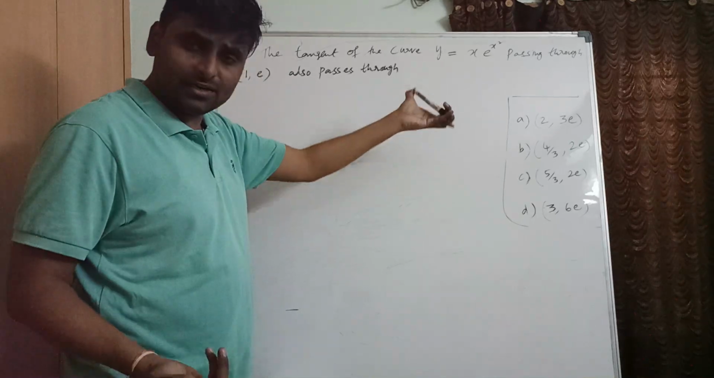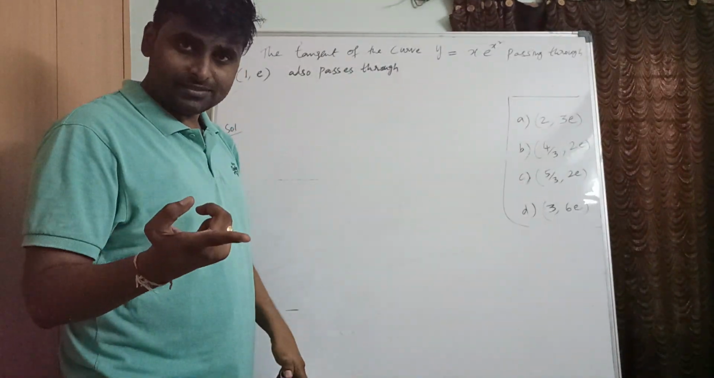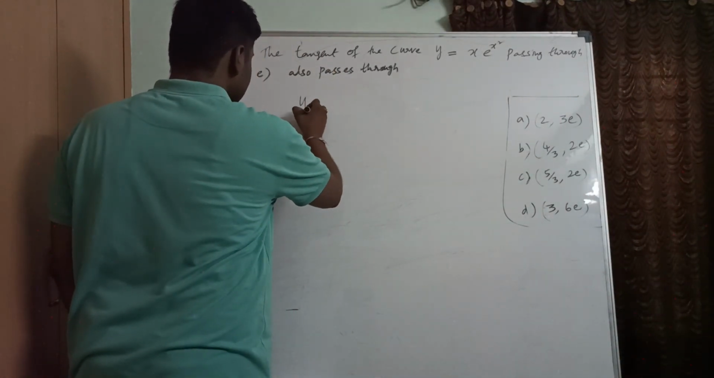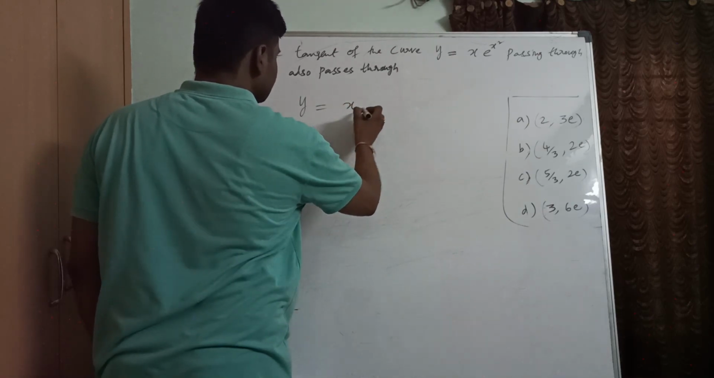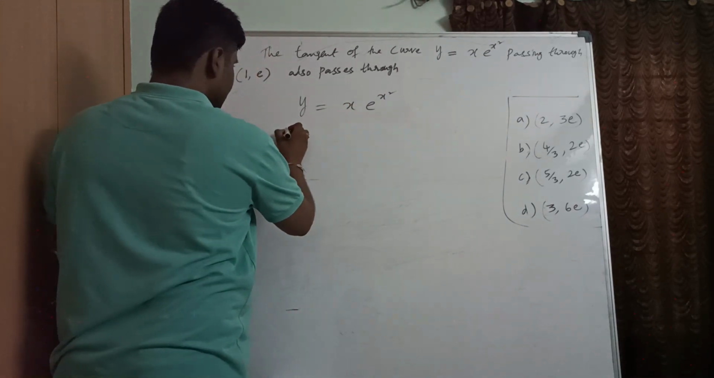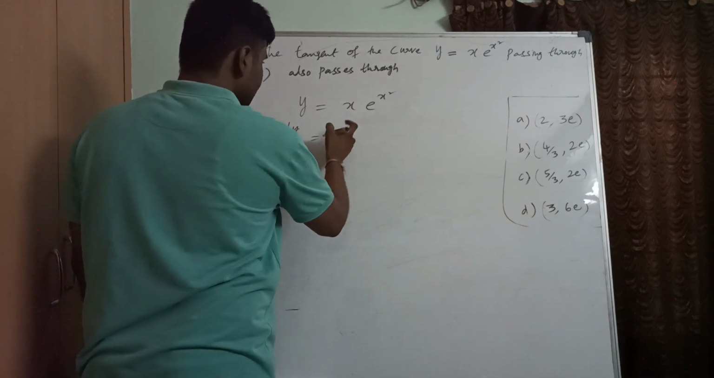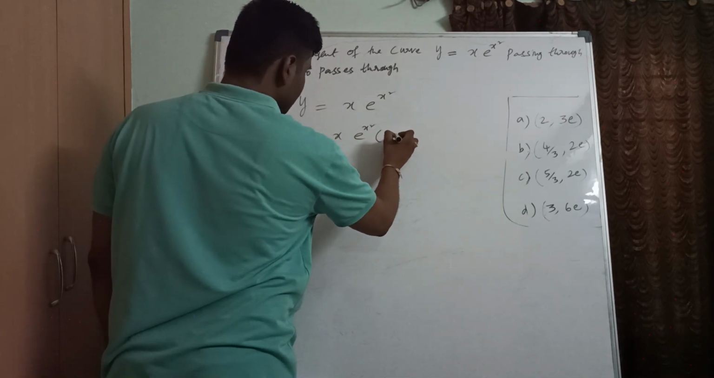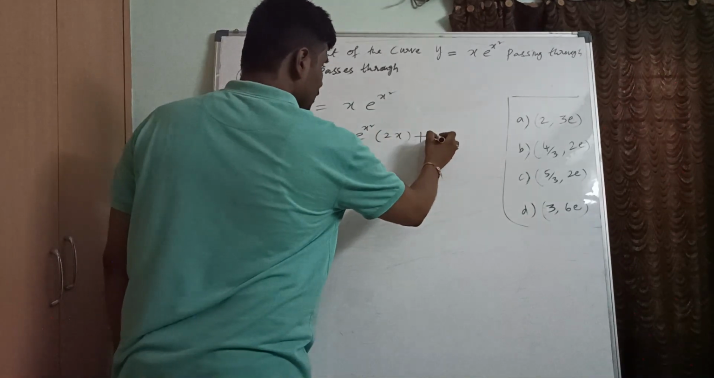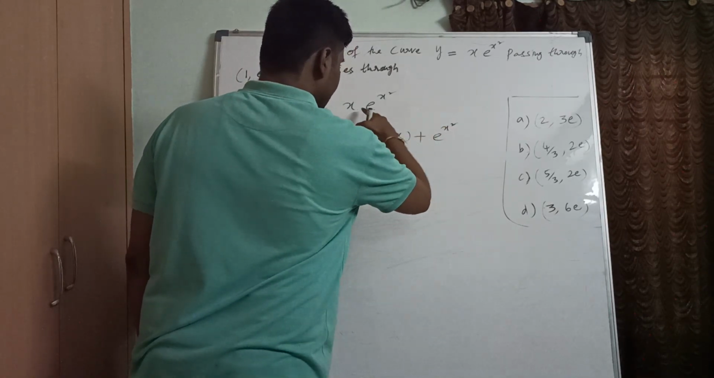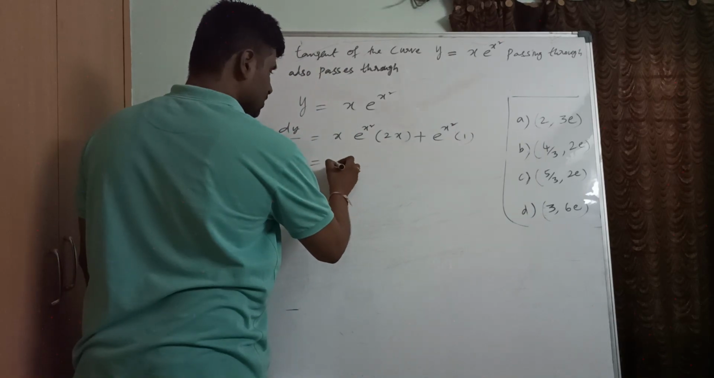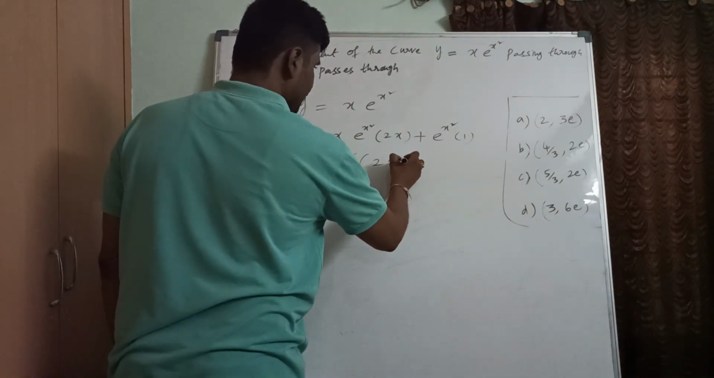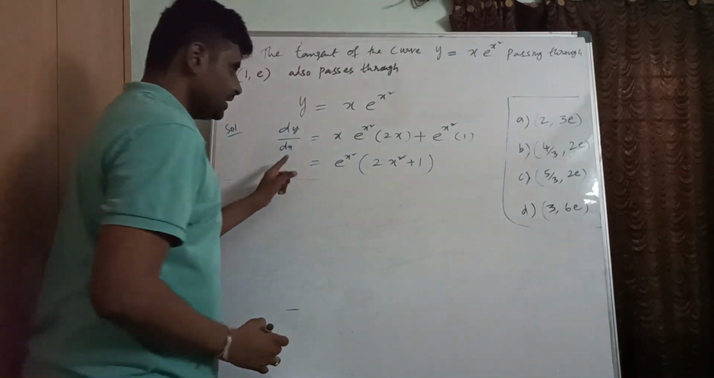How can we derive this one? Is it needed to simplify? No. Use the UV method, UV rule, since two terms are in product form. So y equals x into e power x square. Now dy by dx: derivation of x, then derivation of e power x square, which is again derivation of x square, 2x, the inside derivation. Keeping e power x square as it is, derivation of x is 1. Taking e power x square common, 2x into x gives 2x square plus 1. So this is the dy by dx.